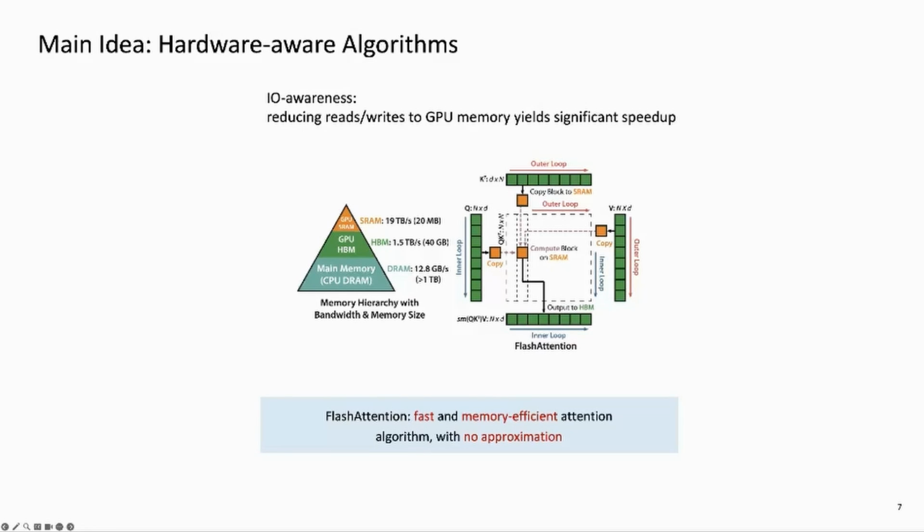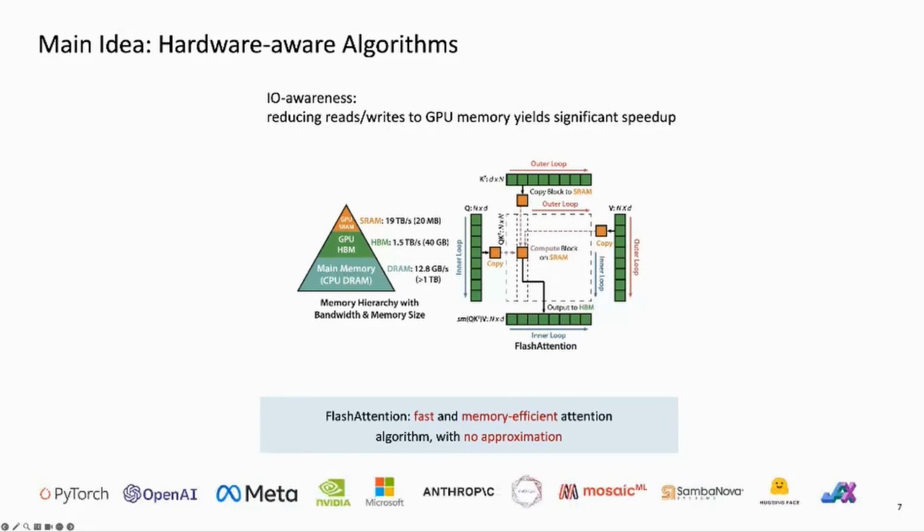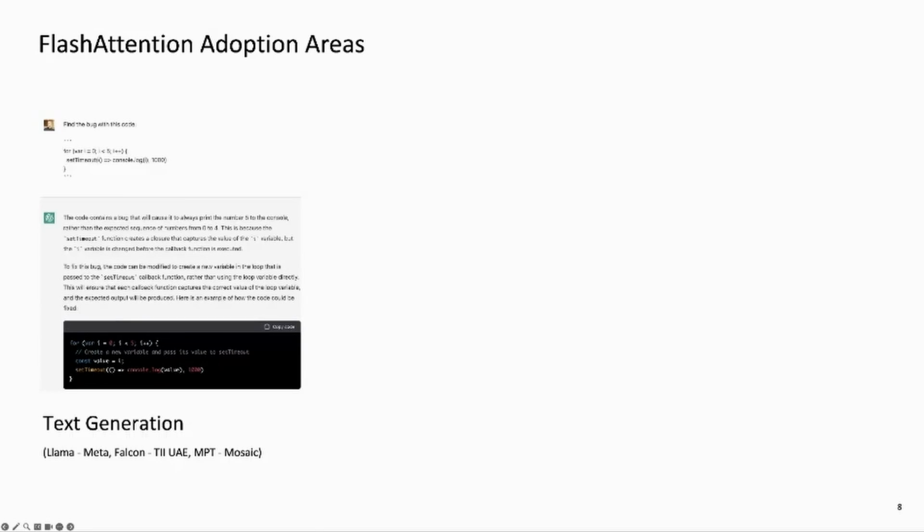And so we've been very lucky to have our research adopted by the community. Folks at PyTorch, it's in PyTorch now. Folks at OpenAI, they re-implemented it in Triton. Folks at a bunch of other companies are using it to train language models and foundation models and so on. So now we've seen adoption in some of the areas that I mentioned before. In text generation, a bunch of language models are trained with FlashAttention. So Llama from Meta, Falcon from TII, MPT from Mosaic, and other language models.